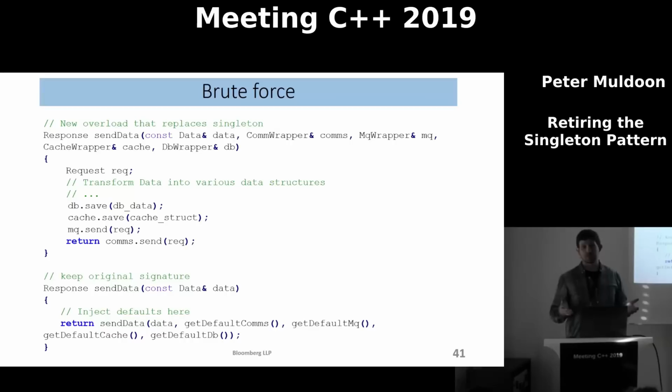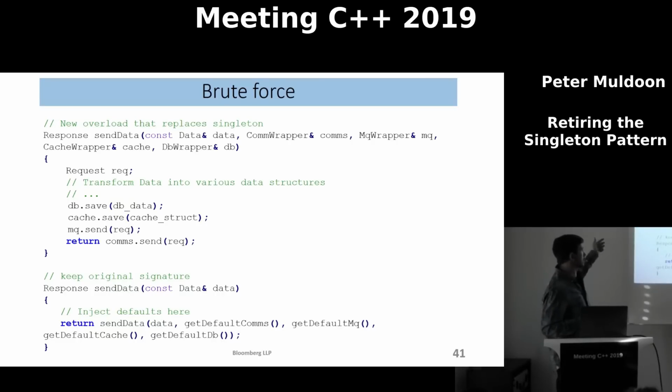Well, we can always use brute force. And you've seen functions with 10 or 15 parameters. This is how it happens, right? I have my send data function, and all the intelligence is in the send data function that takes the 2 parameters. Sorry, now it's a 5 parameter function, and this one just dispatches using the defaults. Give me a default of each type, and inject it into the main function where the intelligence actually lives.